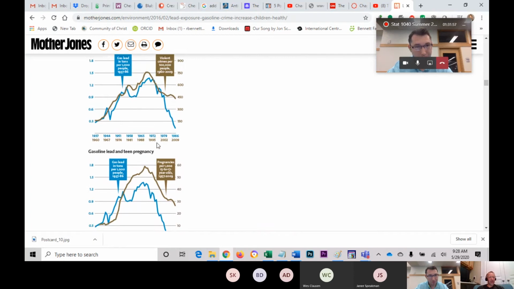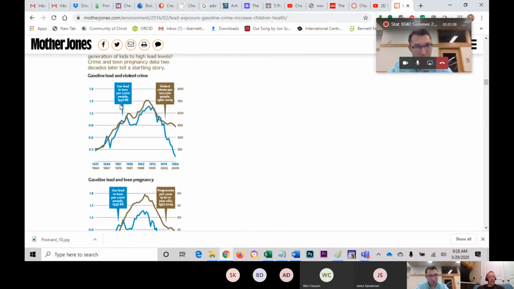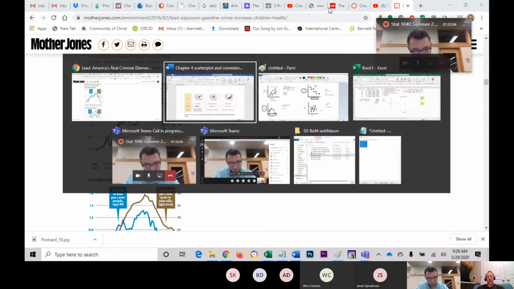Oh, that's interesting. Teen pregnancy. I never heard of that one. But this is the graph that they used before. It's a little bit bigger, so you can see a little bit better. But anyway, let me go back to here.